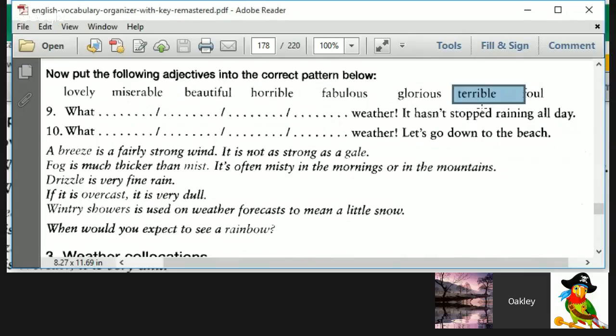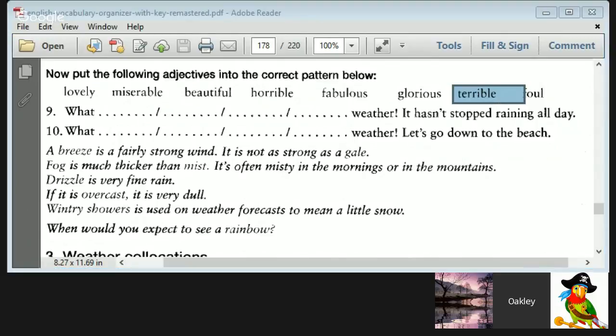Don't get confused with terrible and terrific. Oh, the weather is terrific. That is good. Terrible is bad. I know these words are very similar. It's a very common problem to mix them up. But you could definitely say good weather is terrific. Oh, the weather's terrific. Let's go to the beach.